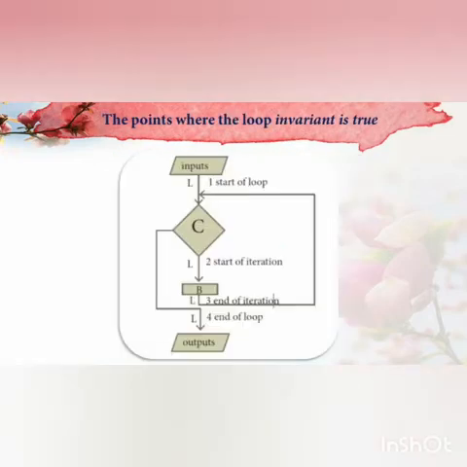Okay, let's see the flow chart. Which are the 4 places to maintain the same property? At the start of the loop, at the start of the iteration, at the end of the iteration, and at the end of the loop. So these are the 4 points where the loop invariant is true.